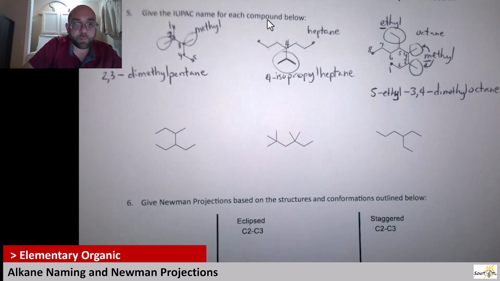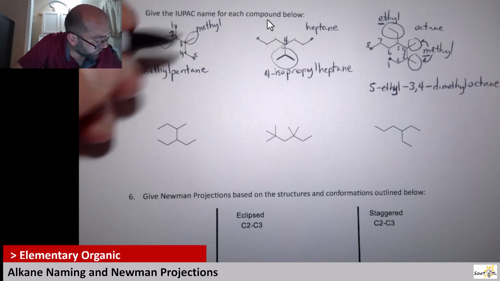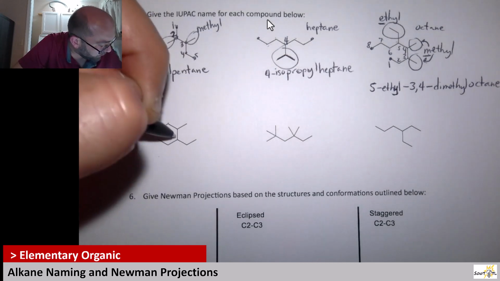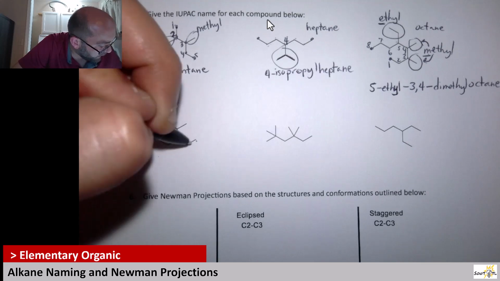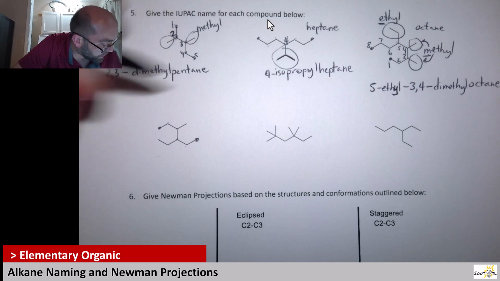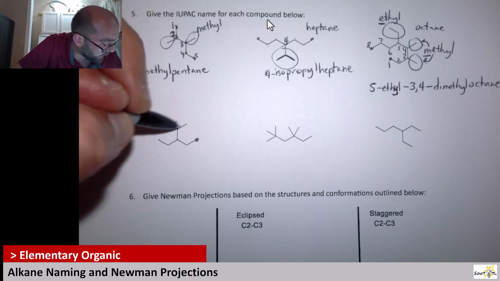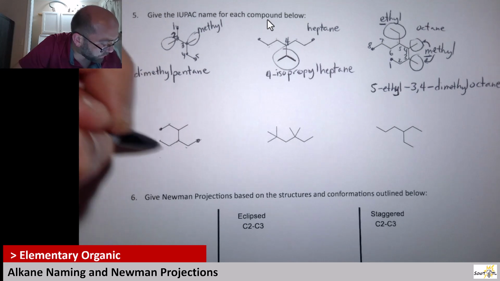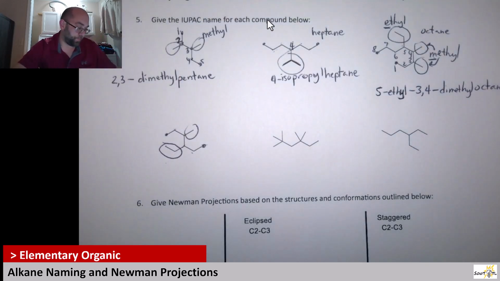Alright, next up, finding my longest chain. It looks like I'm going to be 1, 2, 3, 4, 5, 6. 1, 2, 3, 4, 5, 6. So it doesn't really matter. I'll just go from here to here. So now when I go and get my branching, I go 1, 2, 3. So I got my first branch at 3. If I go this way, 1, 2, 3, I get my first branch at 3. So I need to look at what these branches are called.